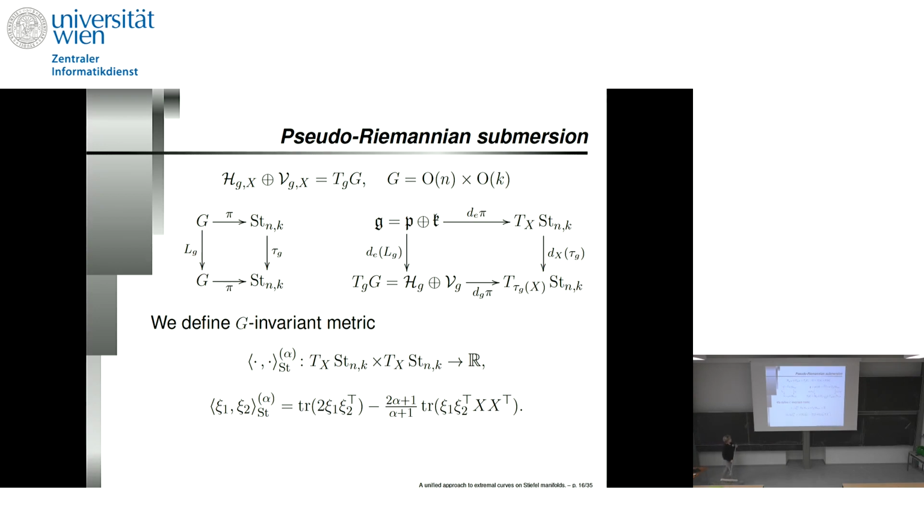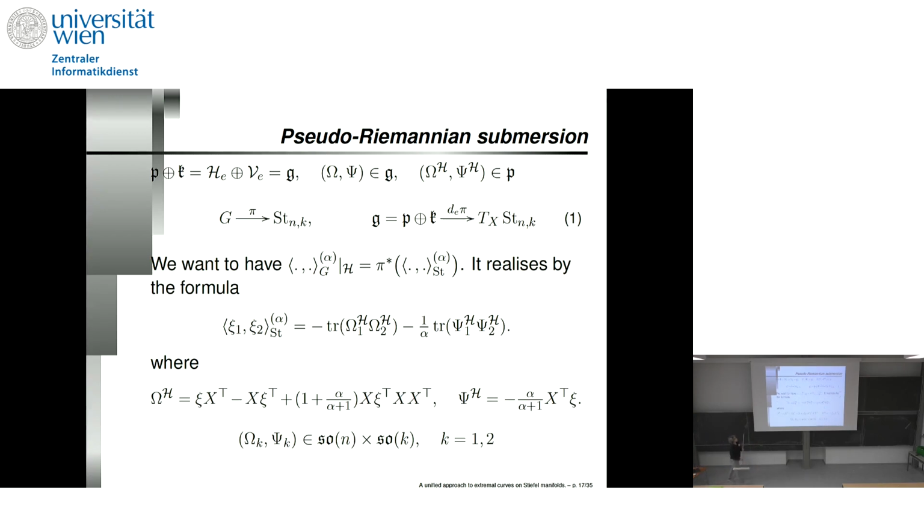This is just a calculation of how this alpha metric will look on the Stiefel manifold, where X is this fixed isotropy point, and Xi1, Xi2 are two tangent vectors in this form. What one wants to relate is that this terrible formula exactly coincides with the projection of the alpha metric on the horizontal space. If we have this kind of relation, then the submersion becomes a Riemannian or pseudo-Riemannian submersion.